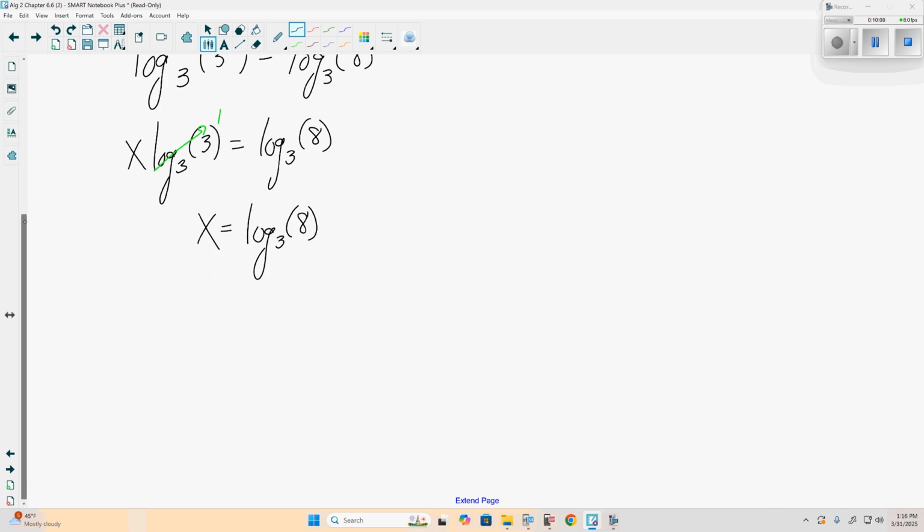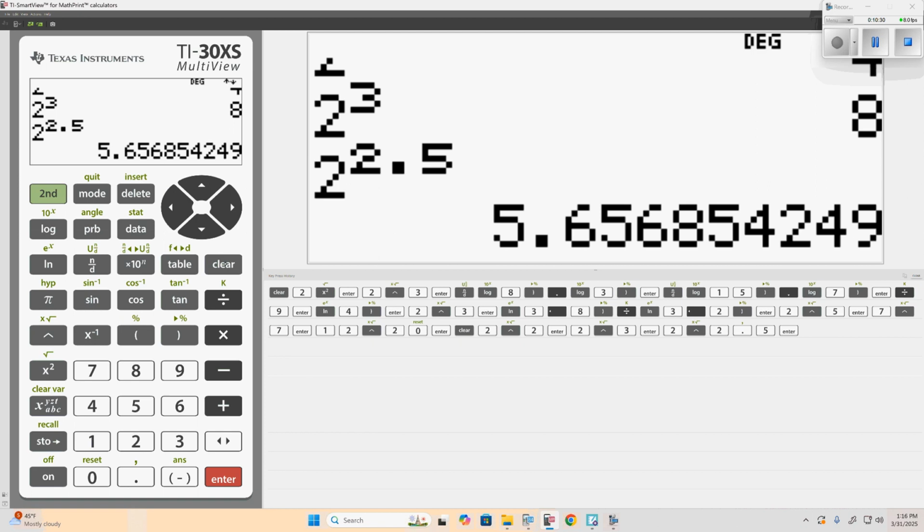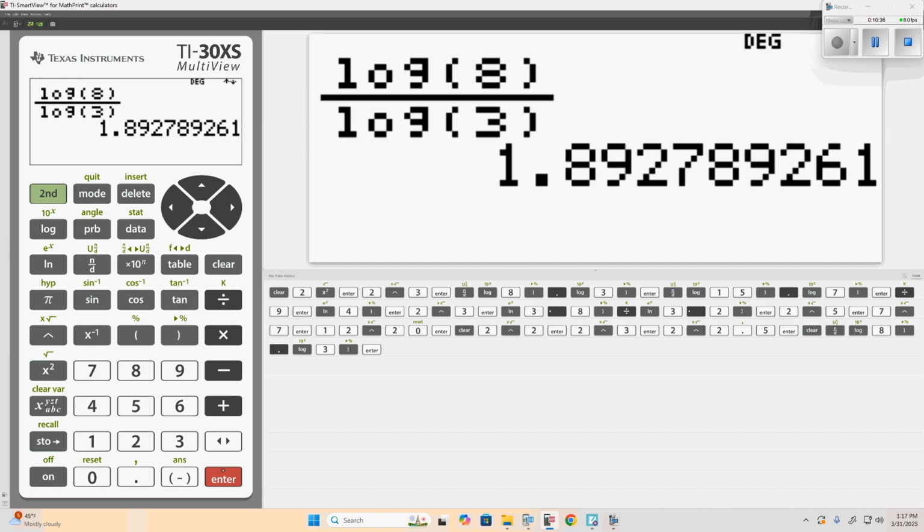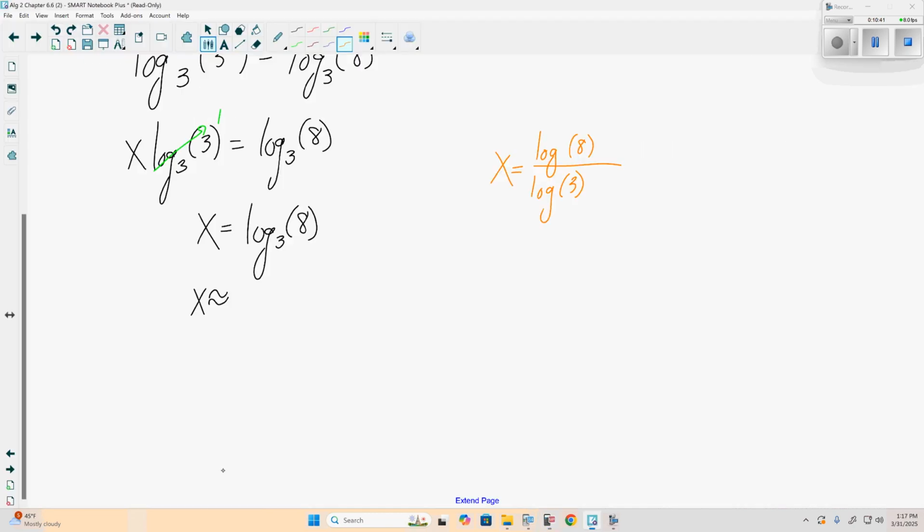Now, so far we've seen that to get the approximation, we can plug it into the graphing calculator and do it that way. The other way is change of base, because log base 3 of 8 written in the change of base would be log of 8 over log of 3. We can get the calculator and do log of 8 divided by log of 3, and we get 1.8927, or 1.893.